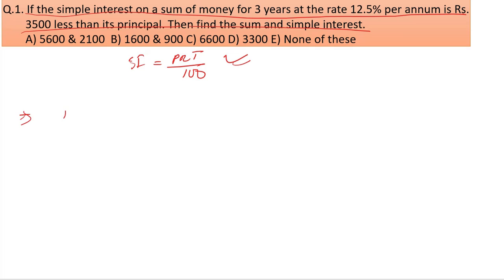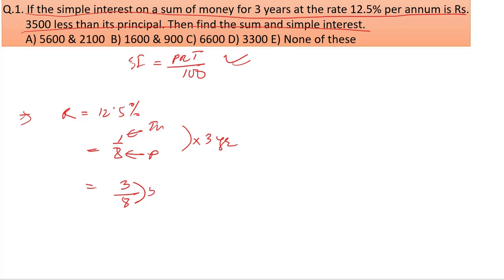approach. The rate is 12.5%, which is given, so 12.5% is 1 by 8. If I consider 8 as principal, then 1 is interest. Then what about for 3 years? So for 3 years the simple interest will be 3, principal remains the same, so the difference between them is 5 units. According to the question, the difference between them is rupees 3,500.